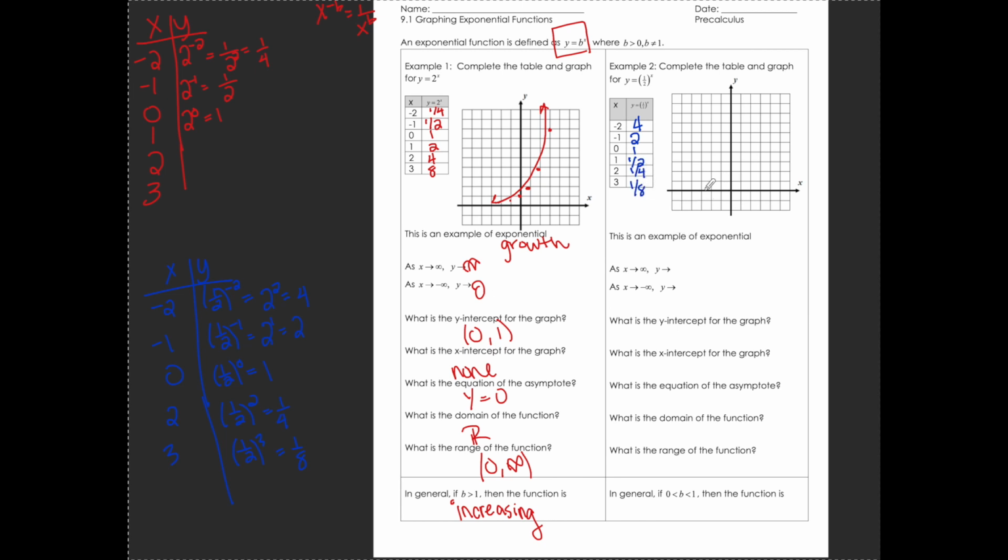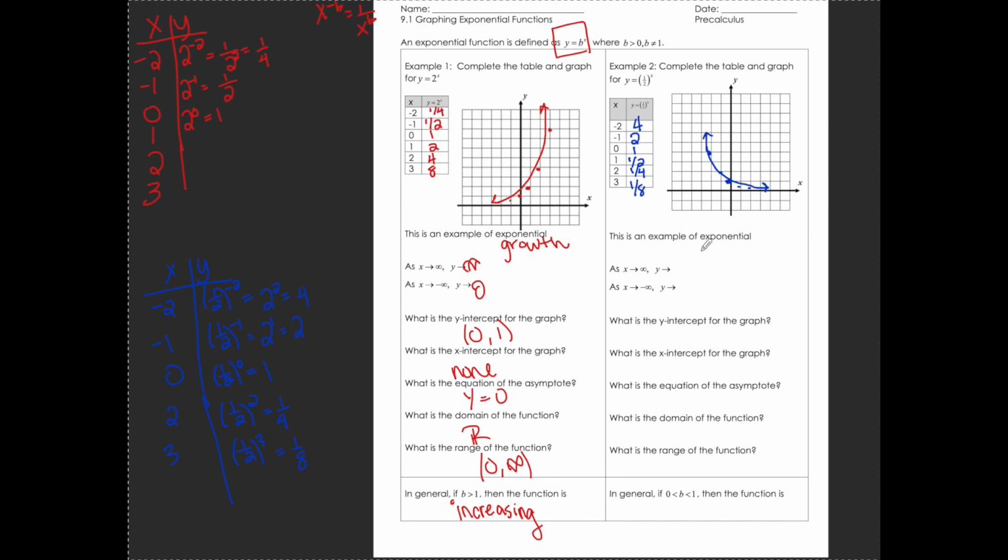So if I plot that, negative 2, 4; negative 1, 2; 0, 1; 1, 1/2; 2, 1/4; 3, 1/8. So this guy is going to look like this.